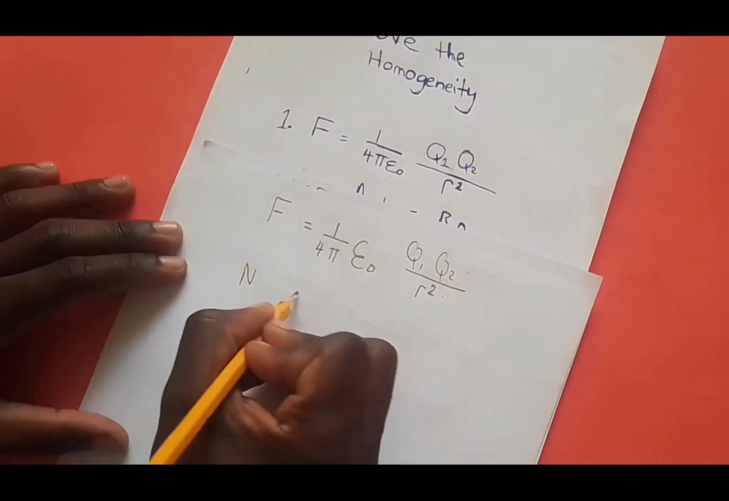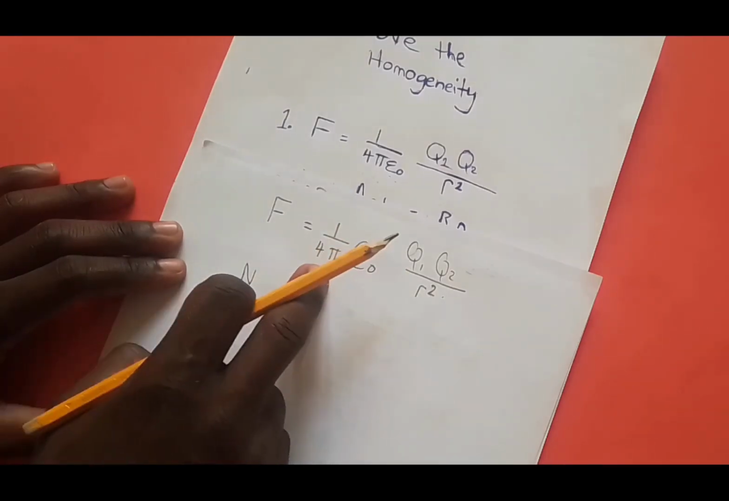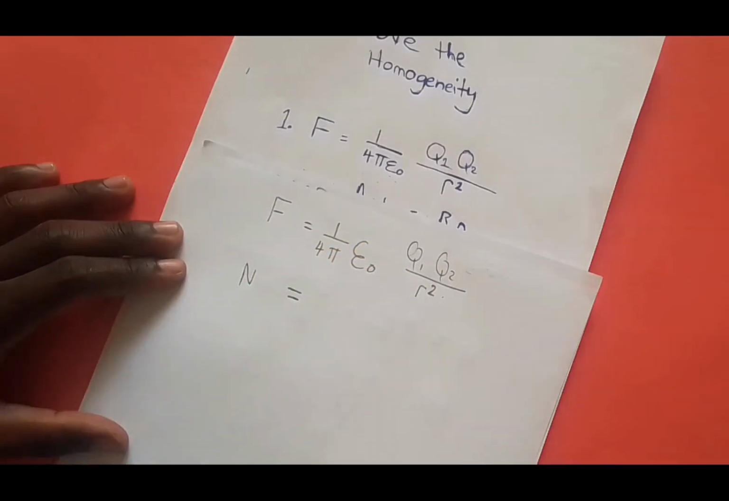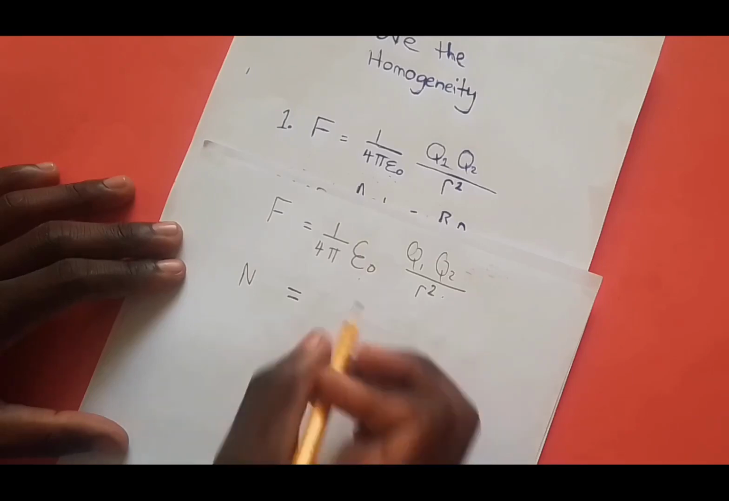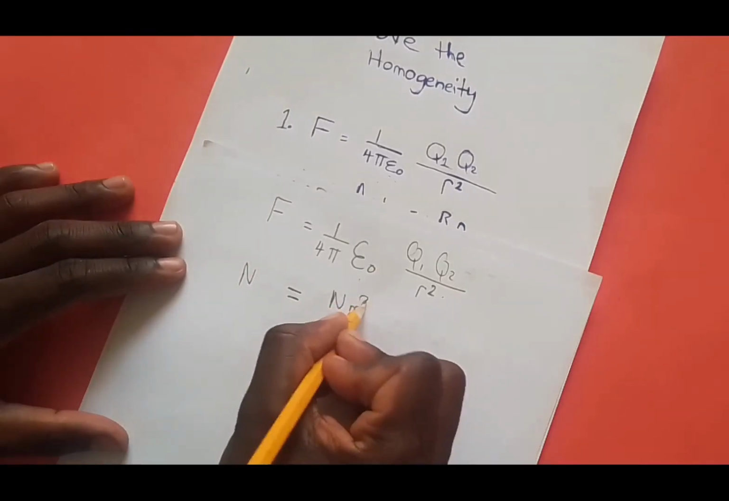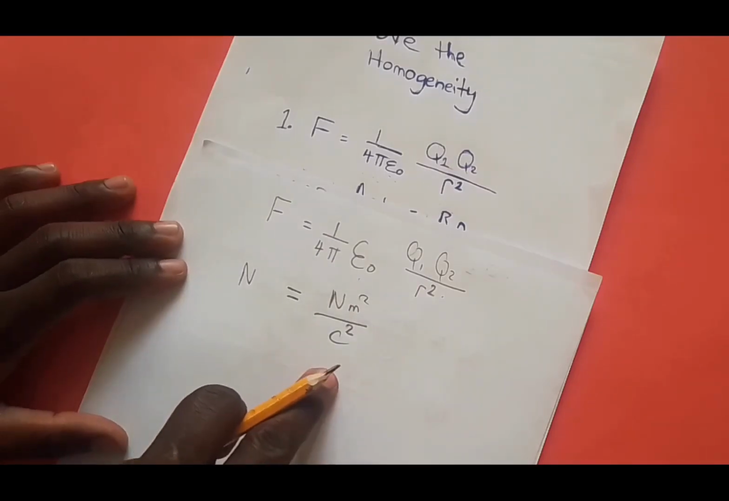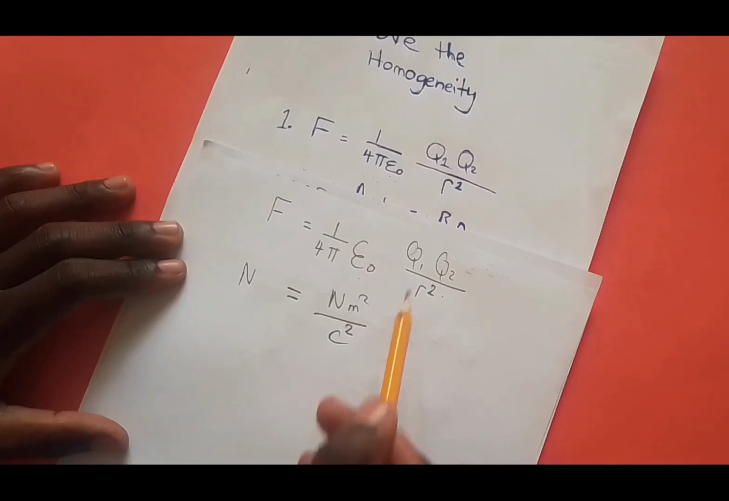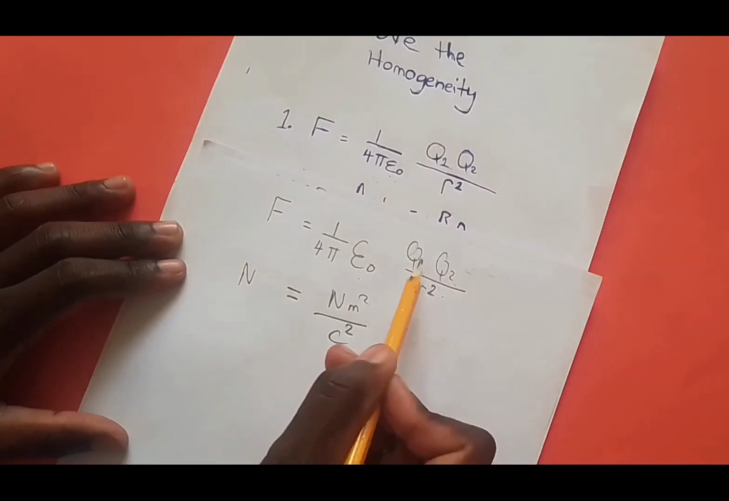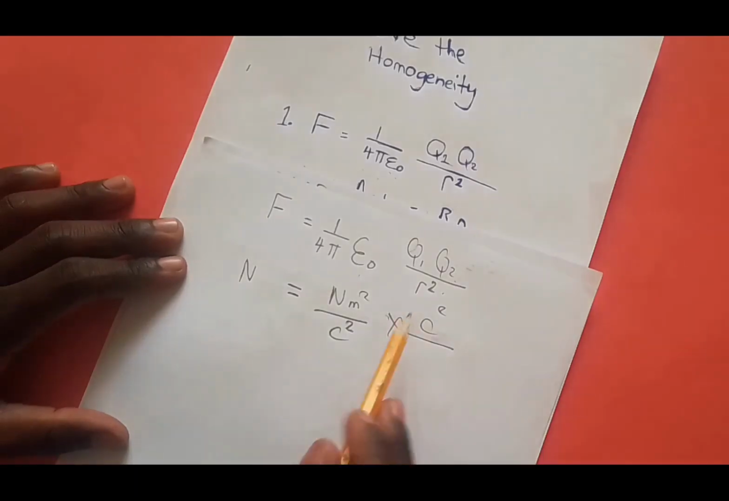The unit for force is newtons, which is equal to, so if you notice 1 over 4 pi is a constant, and a constant has no units, so we leave it out. The unit for epsilon naught, which is the permittivity of free space, is newtons meter squared over coulomb squared. Keep this in mind. Then Q stands for charge, and we have Q1 times Q2, which is Q times Q, which will lead to Q squared over R squared.